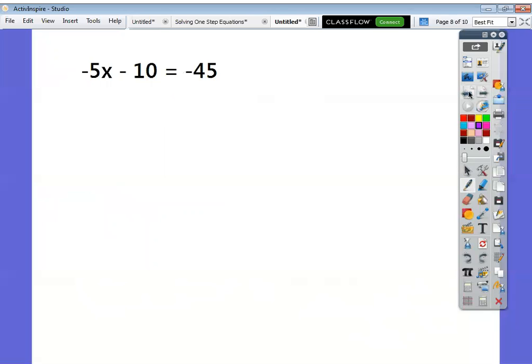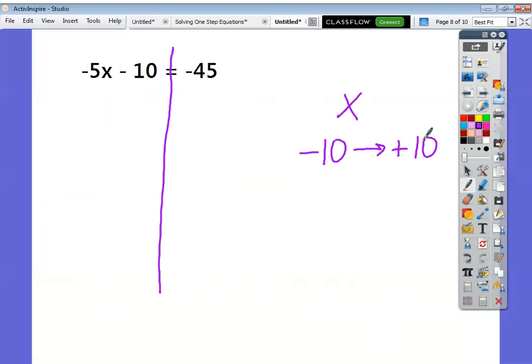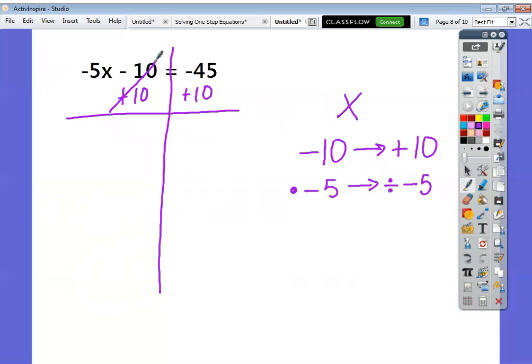All right, two more examples. Again, first step, put your wall in. I see x is being subtracted by 10, so I'm probably going to have to add 10. I see that x is being multiplied by -5, so that means I'm going to divide by -5. Okay, so here we go. Add 10 to both sides.